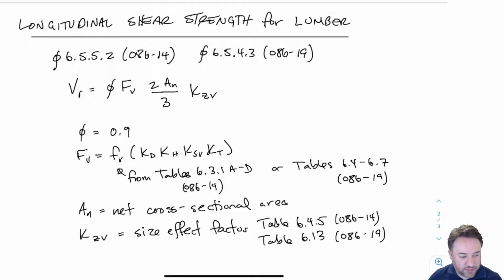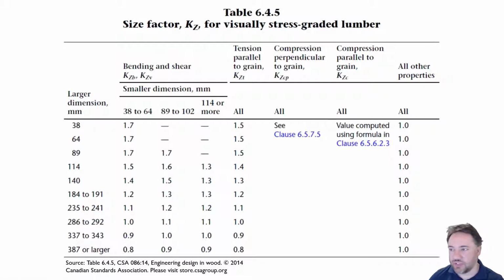Okay, so phi for this equation is 0.9. Capital FV is our lowercase fv multiplied by all of the modification factors, KD, KH, KSV, KT. We get our fv from our regular tables, and we get our other factors also from the regular tables that we're used to getting them from. AN is our net cross-sectional area, which we have already looked at calculating when talking about tension resistance. And KZV is the size effect factor, which comes from this table, which we have also seen before on the left side here. It's the same as the one that we use for bending.